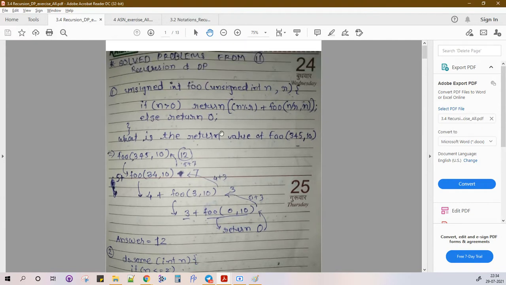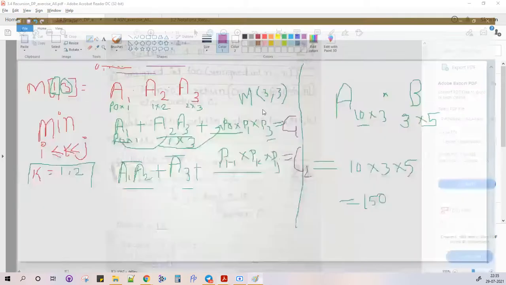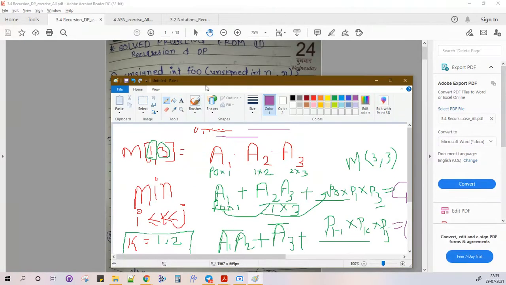Okay, so unsigned integer foo. This is nothing to do with dynamic programming. This is a simple recursion problem. I have one function called foo, and it is taking two variables, n and r. If n is greater than 0, then it returns n modulo r plus foo of n divided by r and r. Else, return 0. Now what is the return value of foo(345, 10)? So let's try to solve it. I am excited.